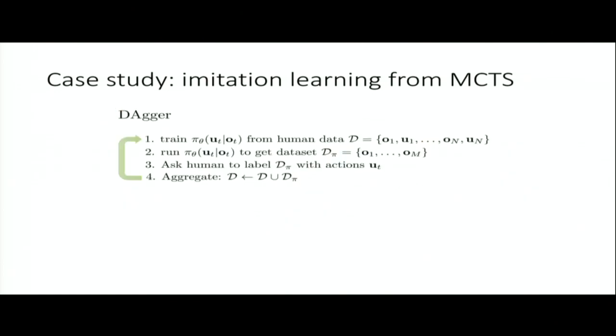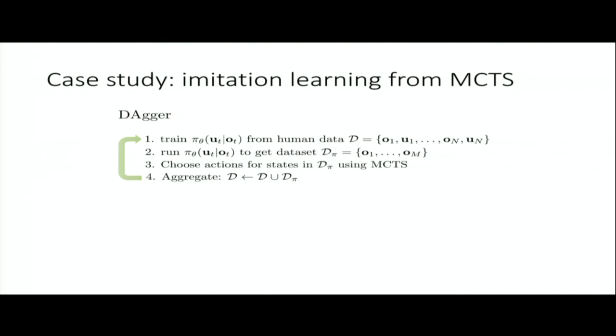And they used this Monte Carlo tree search planner to train a policy, actually using DAgger. So when we talked about DAgger, if you remember in the imitation learning lecture, we discussed how you train your policy using data, you run your policy to see which states it visits, and then you ask a human to label the actions from those states. In this work, there's no human anymore, there's Monte Carlo tree search.